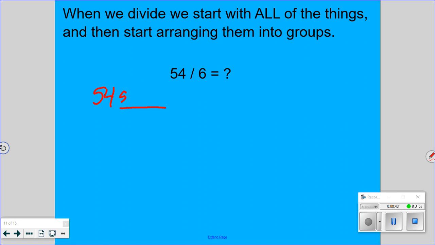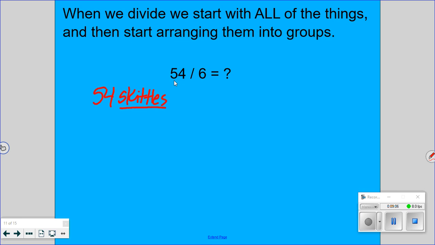54. We'll go with the original. 54 Skittles. Use whatever you got. What am I doing with those 54 stuff? Look at my equation. What am I doing with them? It's not a trick question. Well, what am I doing with my 54 stuffs?